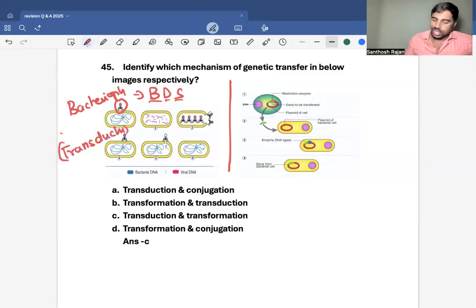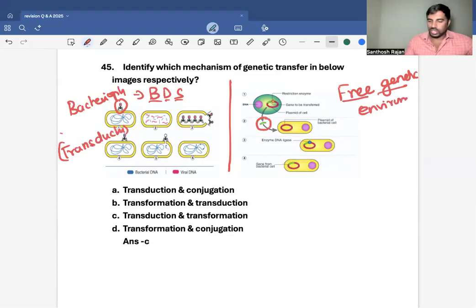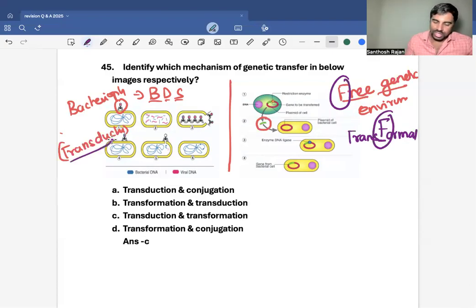Here I'm seeing free genetic material. Free genetic material, it could be DNA or RNA, from the environment is taken inside the bacterial cell. So if something free comes, automatically what comes? Transformation will come. Transformation, F for free. One is transduction, D for duction, BDS, and the other is transformation. So my answer should be transduction and transformation. The answer is already marked, sorry. Very simple.